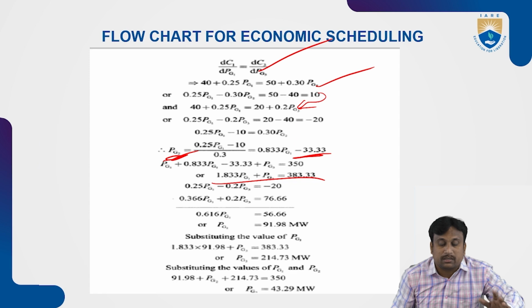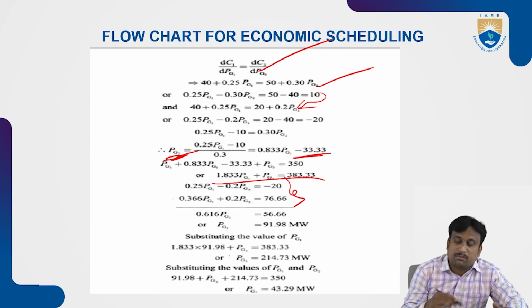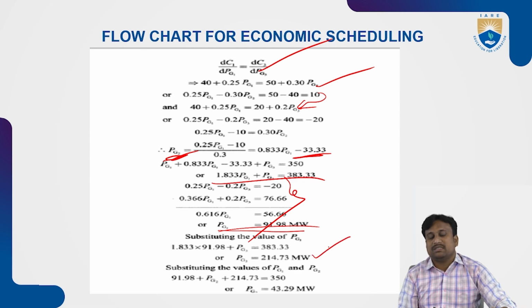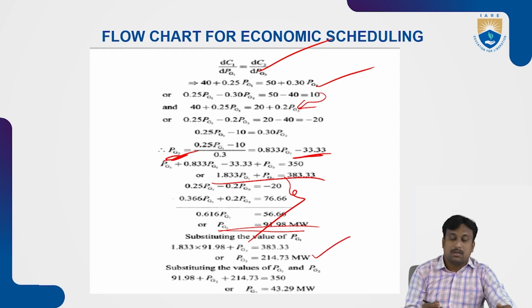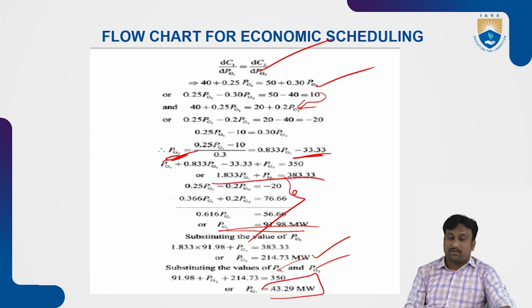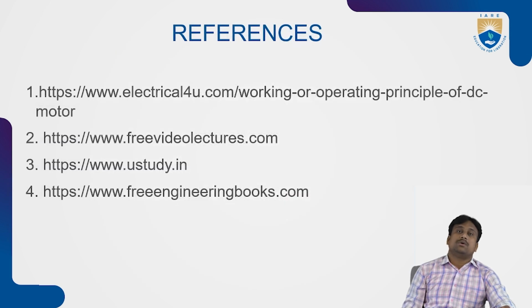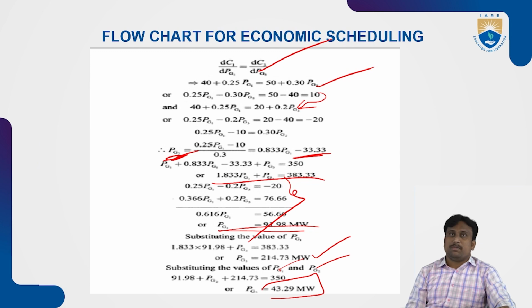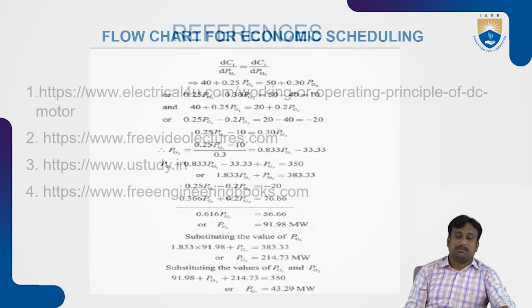or you may get the expression 1.833 Pg1 plus Pg2 equals 383.33. And if you simplify these conditions, finally you may obtain the Pg3 value, that is 214.73 megawatts. So substituting these values of 1 and 2 to get 3, then 43.29 megawatts of power will be developed. So like that we can make the simplest process for economic scheduling of power system networks.